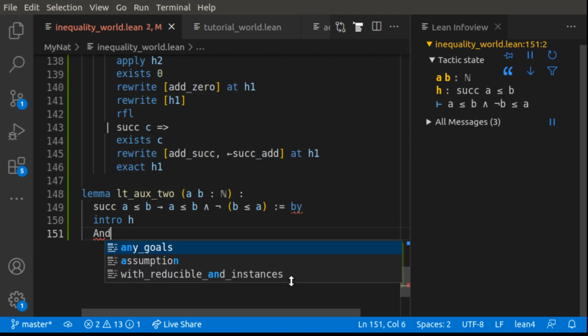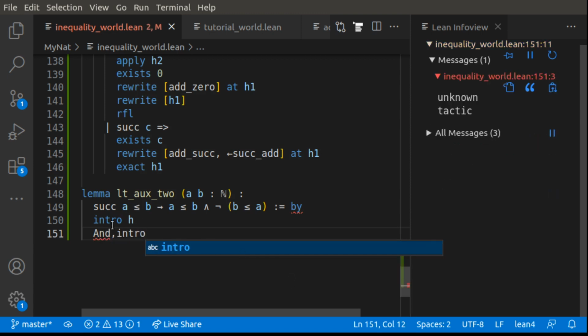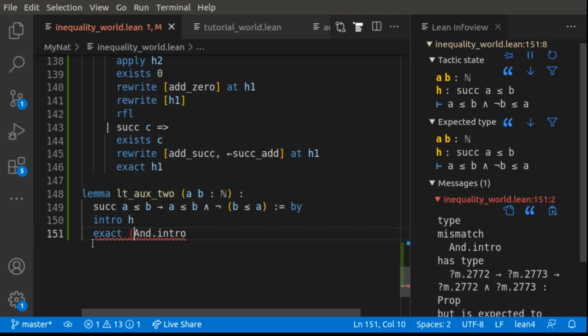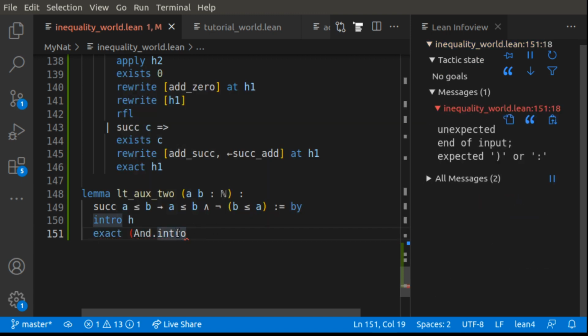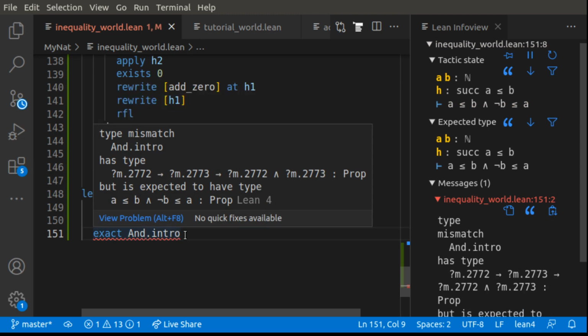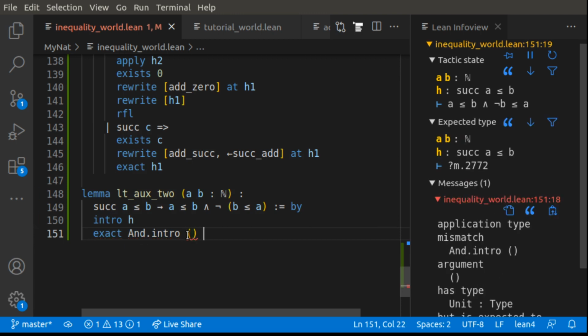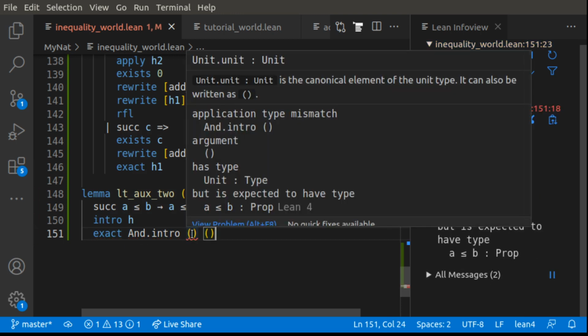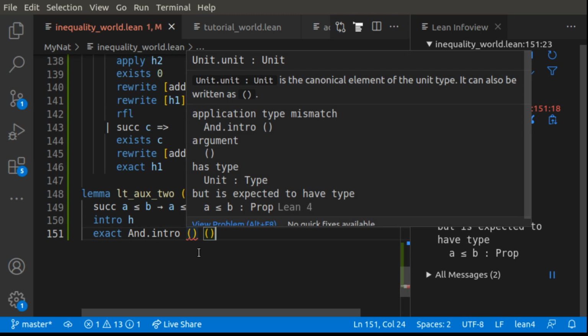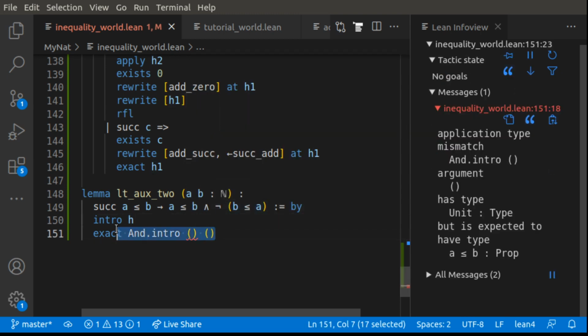So we're probably gonna have an and.intro. Is this what it's called? And.intro. Yes, and then here we're gonna need to have this should be a proof a less than or equal to b, and this should be a proof of not b less than or equal to a. Okay.